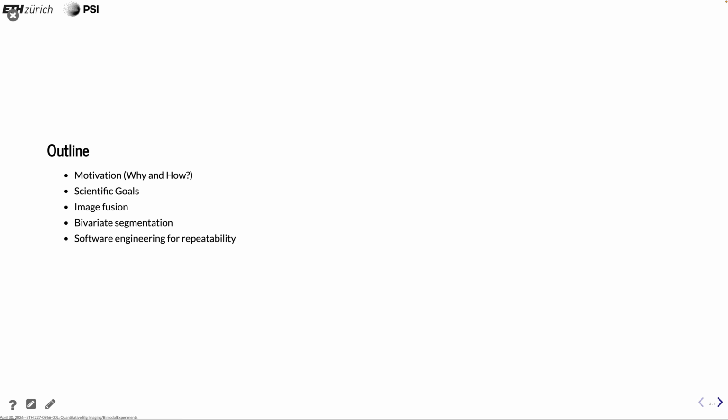Today's outline starts with some outline and scientific goals. Then I'm going to talk about image fusion and bivariate segmentation. This part will also continue with software engineering for repeatability and also adding the part that I didn't complete last week about visualization of the results.